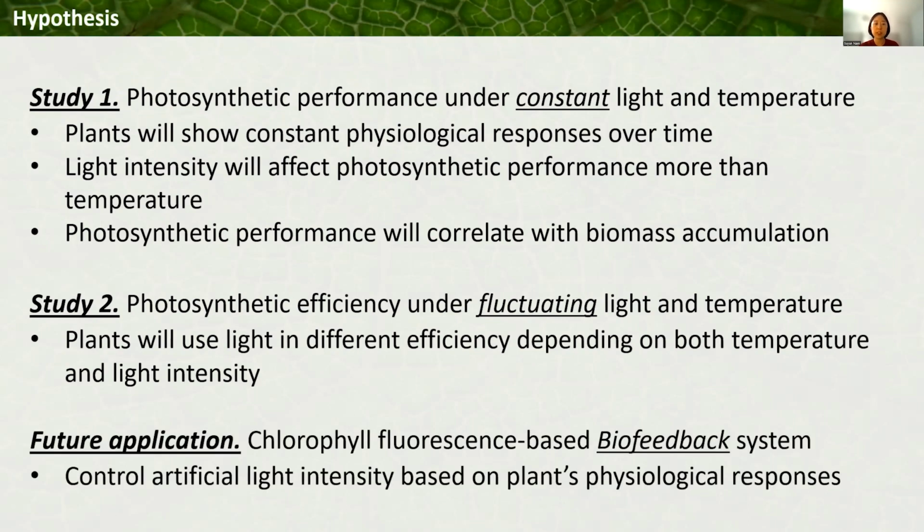Lastly, I want to mention how we're going to use this knowledge, how we're going to use the effects of light and temperature on photosynthetic efficiency. The chlorophyll fluorescence-based biofeedback system is my dissertation subject. This system can control the artificial light intensity based on plants' physiological responses. So this system can consider both temperature and light intensity, and also humidity or any other parameters, to control the supplemental lighting.